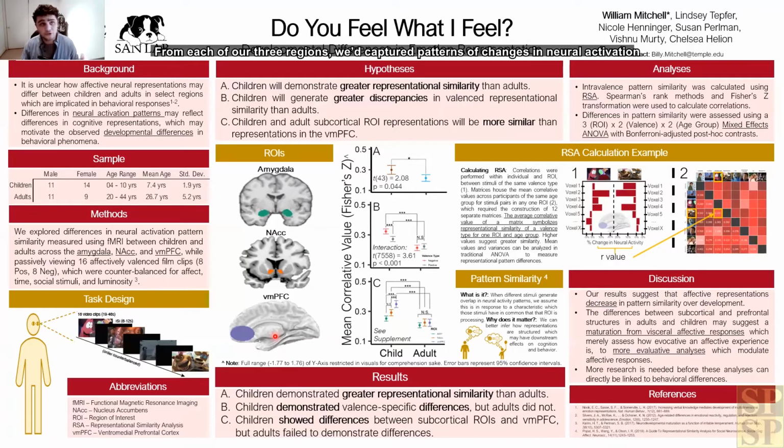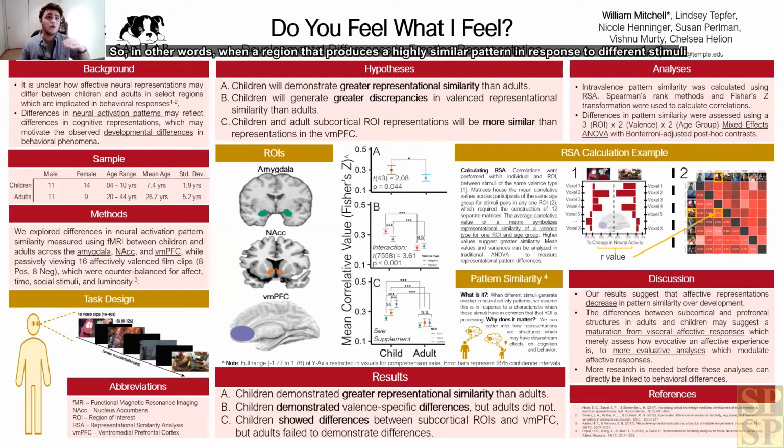From each of our 3 regions, we captured patterns of changes in neural activation over subsequent stimuli presentations. And by correlating neural activation patterns across stimuli of the same valence and within the same ROI, we can use a method called representational similarity analysis to arrive at a value that symbolizes the strength of the representation of that valence for a particular region.